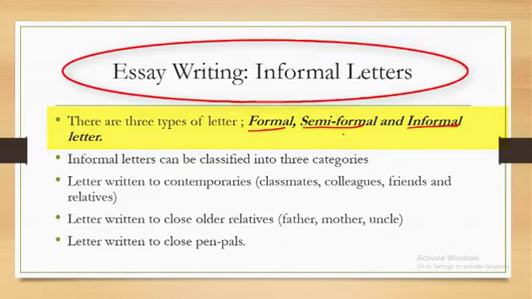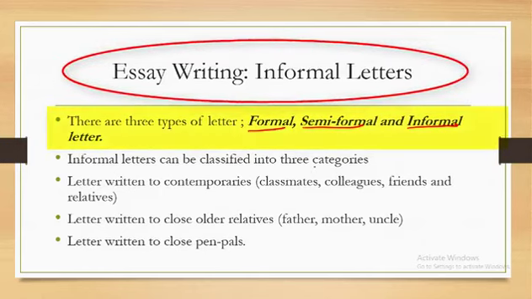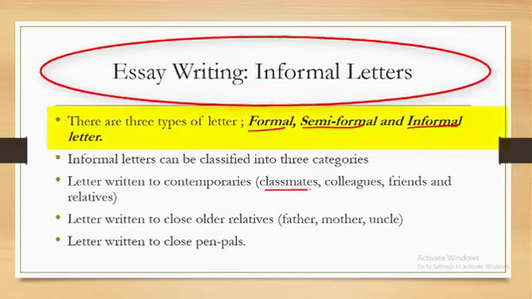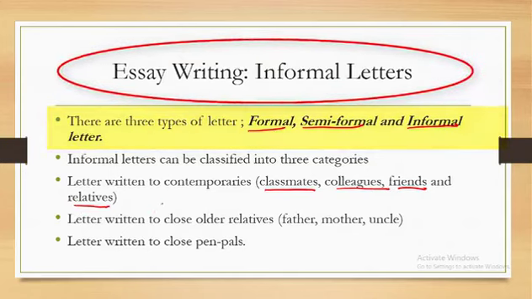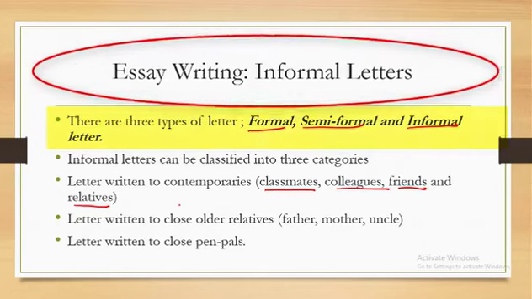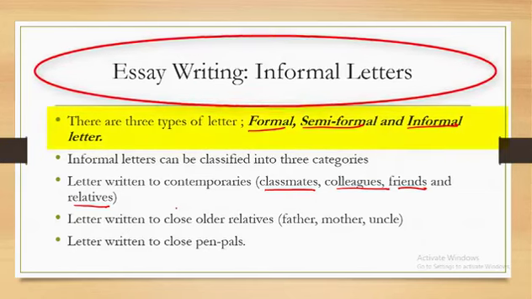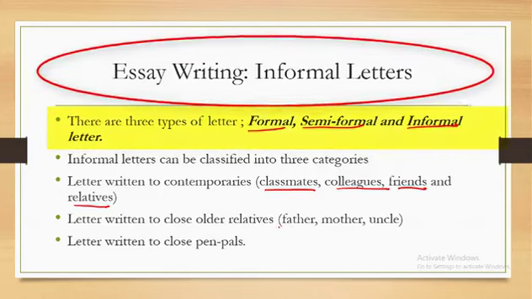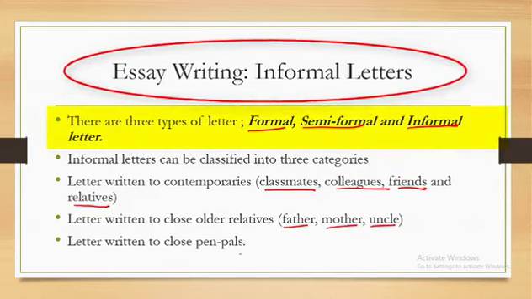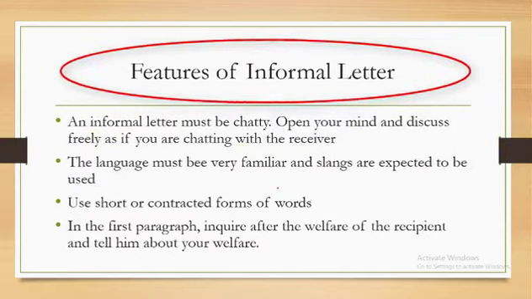Don't forget, informal letters are classified into three categories. The one you write to your contemporaries, people of the same age group. Okay, your classmates, your colleagues, your friends, your relatives, either your nephews, your nieces, your cousins. Okay, that is letter written to your contemporaries. We also have your informal letter as a letter written to your older relatives, like your father, your mother, your uncle, your aunt. Okay, so they are also your older relatives. Then lastly, letter written to close pen pals. So these are the categories of informal letter.